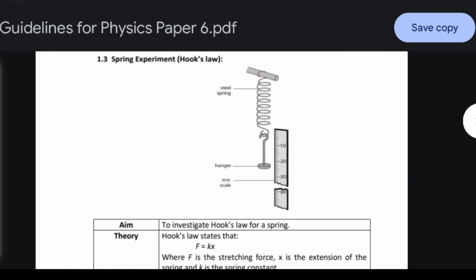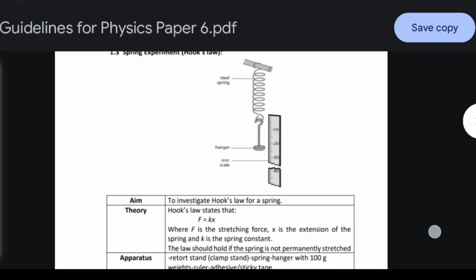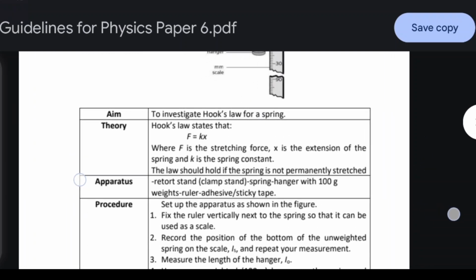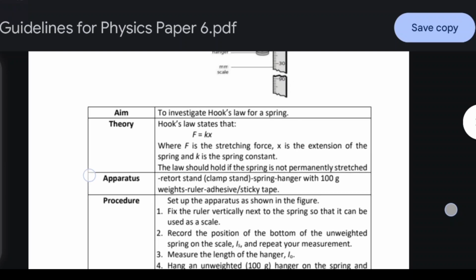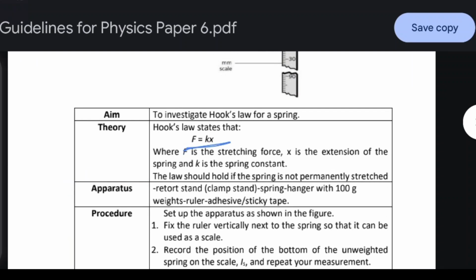Next, spring constant, Hooke's law. Very common nowadays. It's asked very commonly. The aim is to investigate Hooke's law for a spring. What does Hooke's law state? Hooke's law states that F is equal to Kx, where F is the stretching force, x is the extension of the spring, and K is the spring constant.